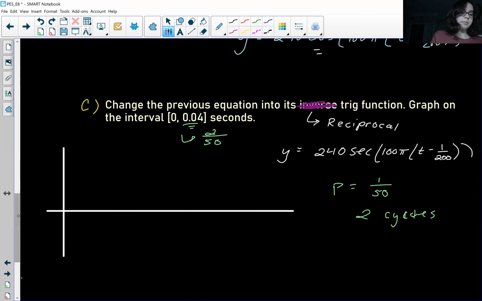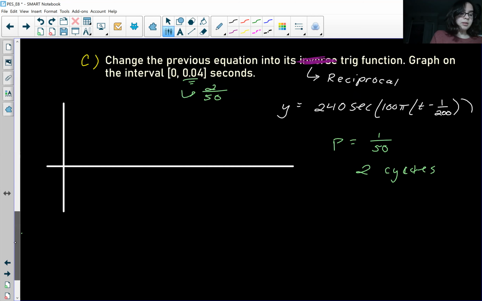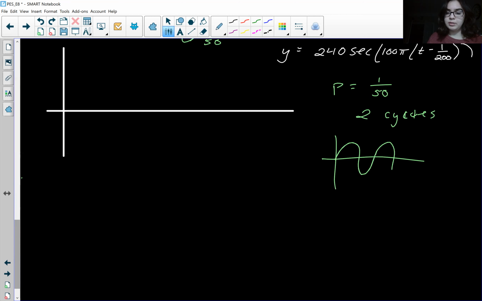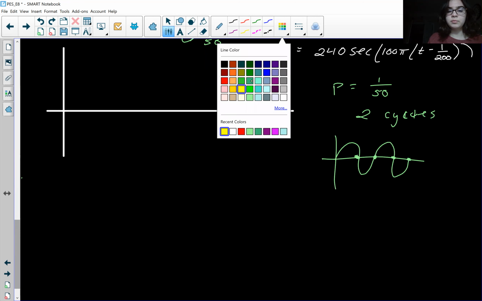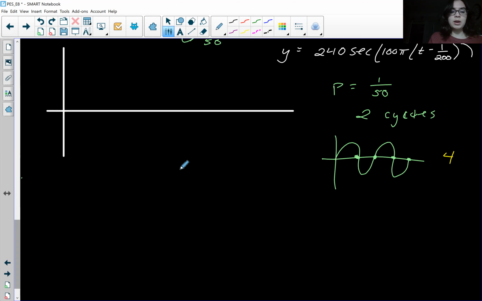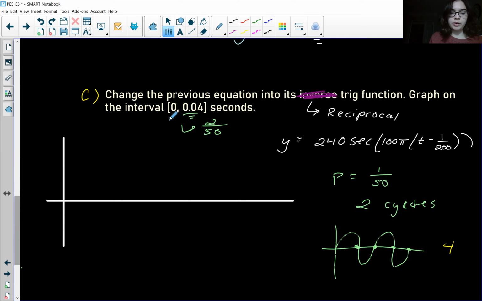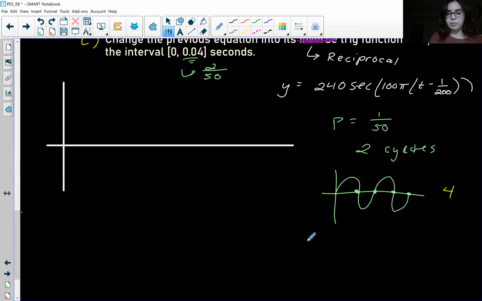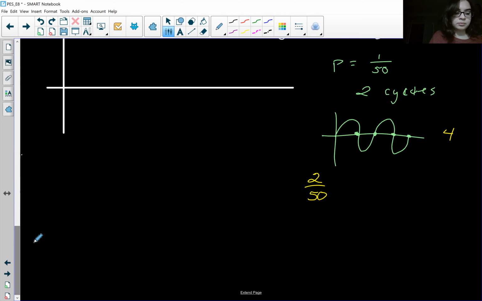And then I like to do my point of interest kind of thing. So remember, it still looks like a sine function. So we're still writing it this way. So that's 2 cycles. So we have 1, 2, 3, 4 points of interest. And then we're going to see our interval right here. We're going to do 2 over 50 divided by 4, which equals 1 over 100. So again, that is our step.